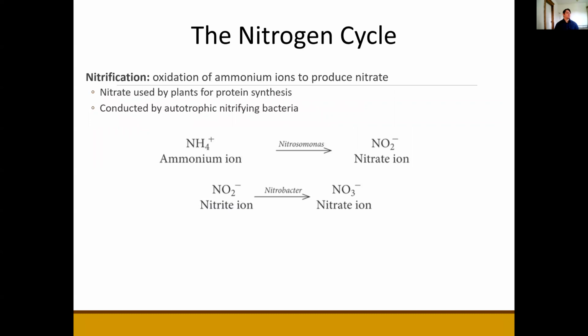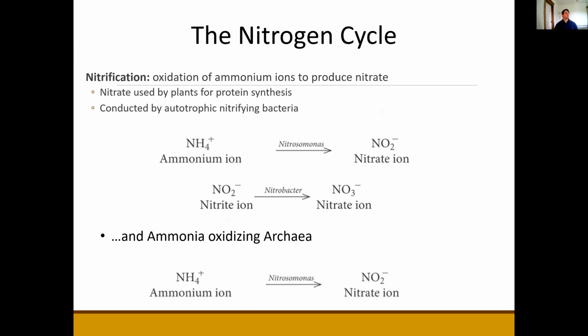Moving on to nitrification, this is the oxidation of ammonia ions to produce nitrate. And this nitrate is then used by plants for protein synthesis. So that's how it gets taken up by your multicellular organisms, your macroscopic animals. And it can also be conducted by autotrophic nitrifying bacteria. And here you see those processes being represented in a diagram form.